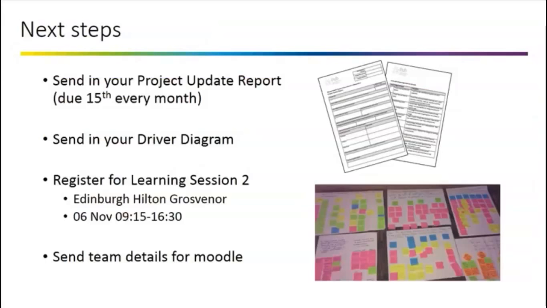So, next steps for the collaborative. Project update reports we'll start with. These are the reports that we ask you to submit to us every month. We've made it the same date every month to make that straightforward, the 15th of every month. And so far we've had 2 rounds of these, August and September.